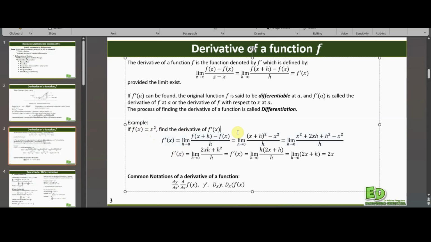To find the derivative of a function, it is f prime of x, simply telling you that we are differentiating. So f prime of x is equal to the limit of that function as h approaches what? 0. f of x plus h minus your f of x all over h, which is your horizontal distance.